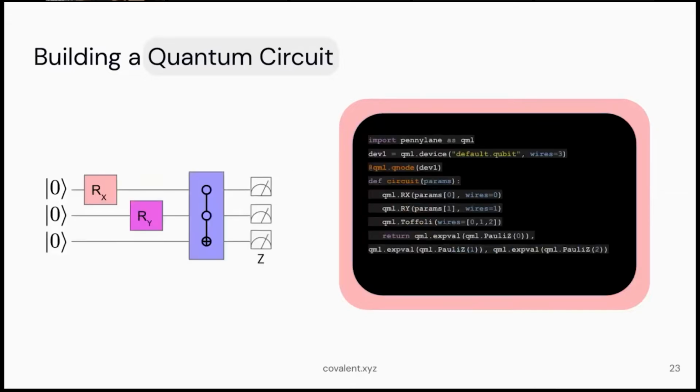You can build a more complex circuit. So here we have 3 different qubits, so we specify wires equals 3. We apply an X rotation gate to the first one, a Y rotation gate to the second one, and then a Toffoli gate that is entangling all three of them. And then finally, we're returning the expectation value of the Pauli Z matrix for all three.